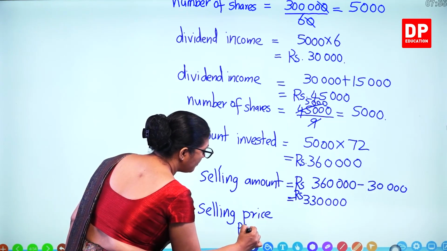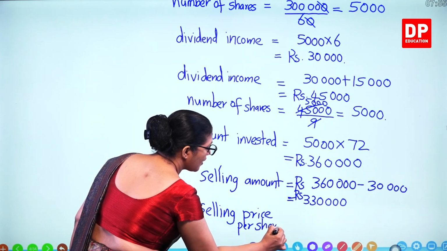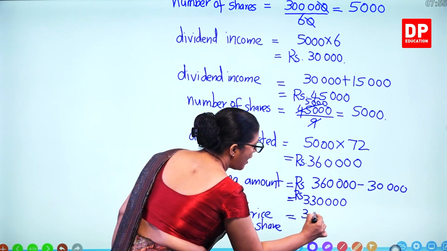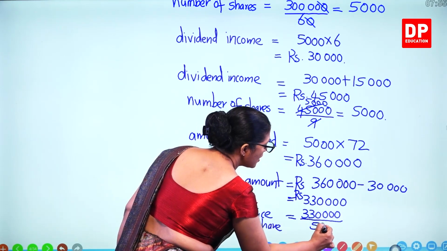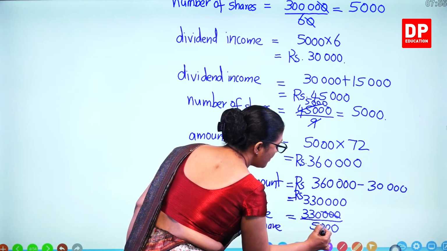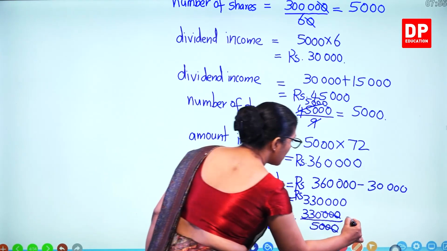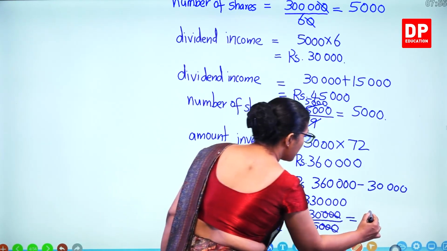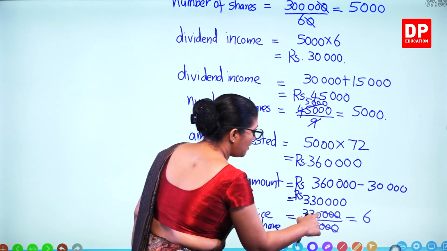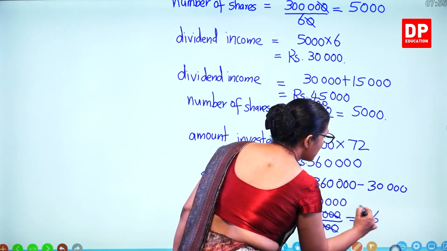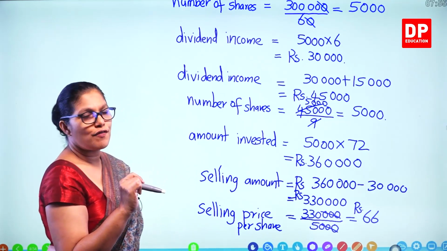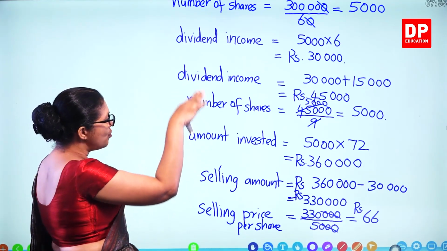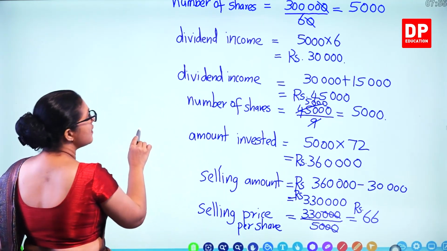Selling price per share is equal to 330,000 divided by 5,000. 3 zeros get cancelled out. You get 5 times 6, 30. For 30, again 6. 66 rupees is the selling price of a share. So you need to do all these steps to get the final answer.